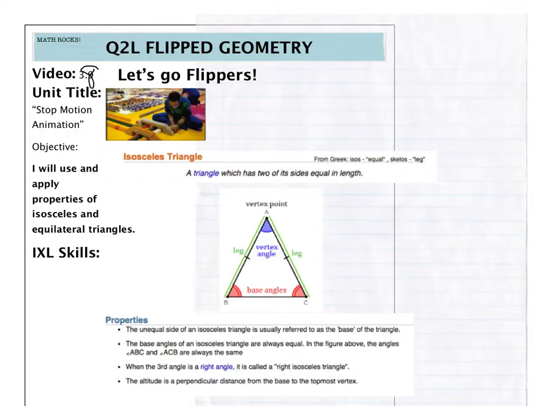Isosceles triangles. Isosceles triangles are triangles which have two sides of equal length. And so in this picture here, you see these two sides, equal length, and then there's this side which is different from them. Now these have different names. The two sides of equal length are called legs, and the bottom is called the base.